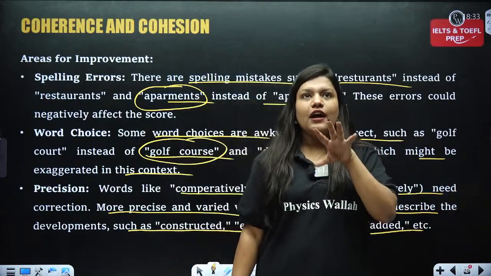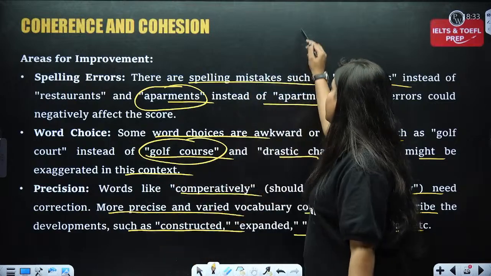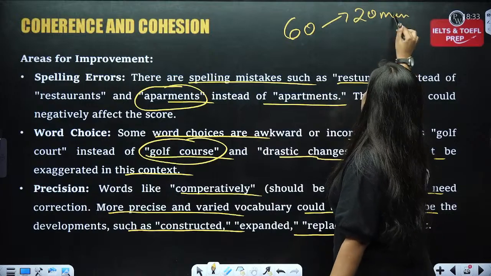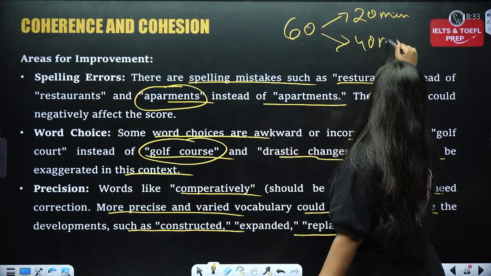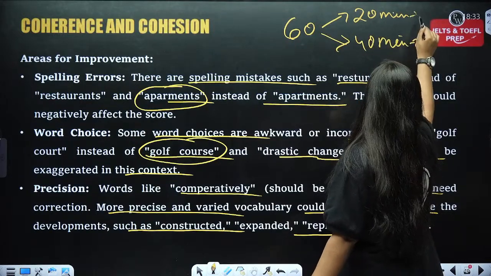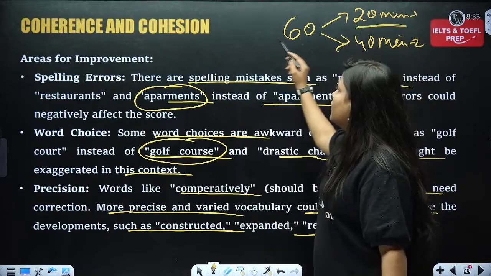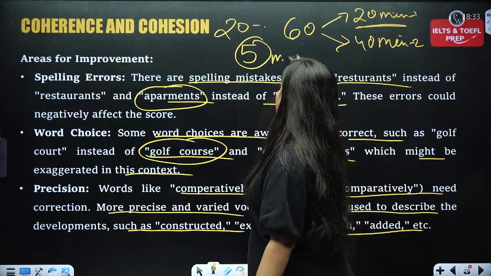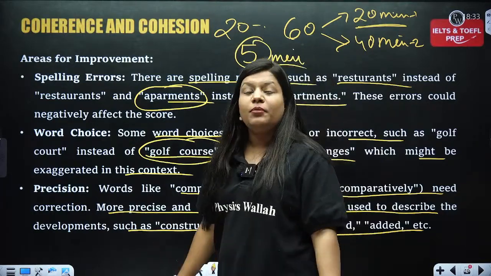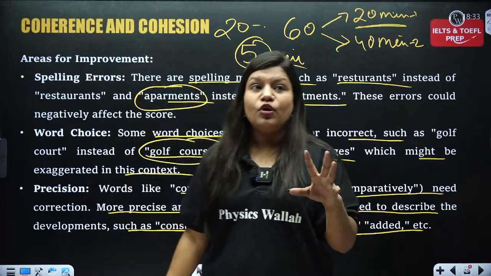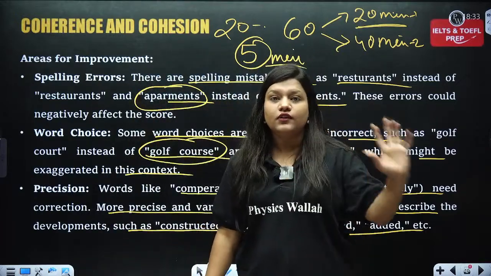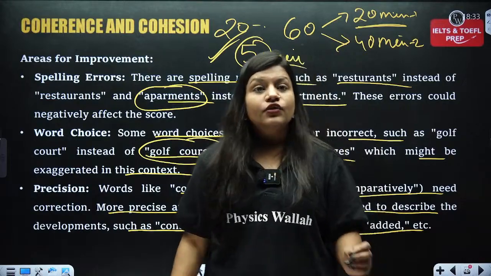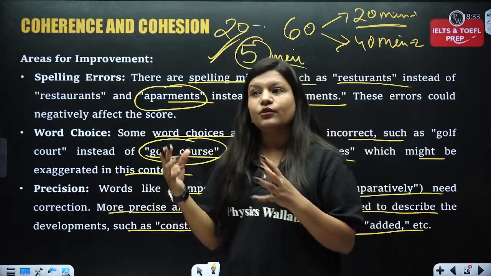Allocate your time in such a manner: you're getting 60 minutes, right? In that 60 minutes, let's suppose you allocate 20 minutes for writing task 1 and 40 minutes for writing task 2. In those 20 minutes, you can keep a good 5 minutes for your revision, evaluation, planning your response and marking the question. I know this is a lot of work, but at the same time, you have to look at time management as well, so that you can revise too.